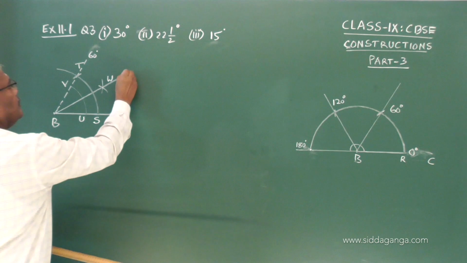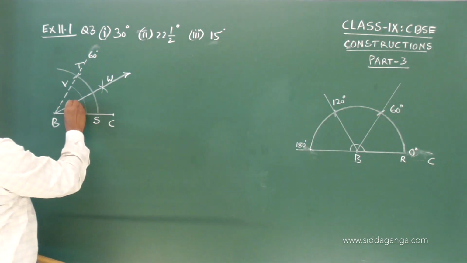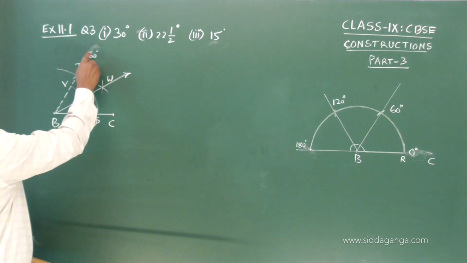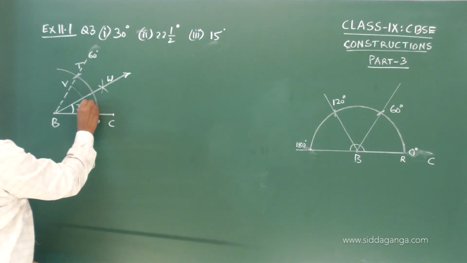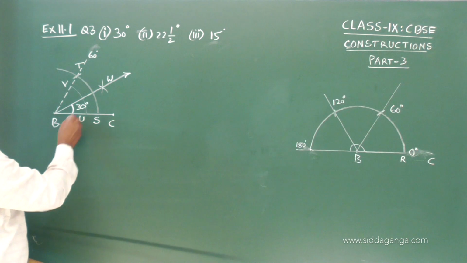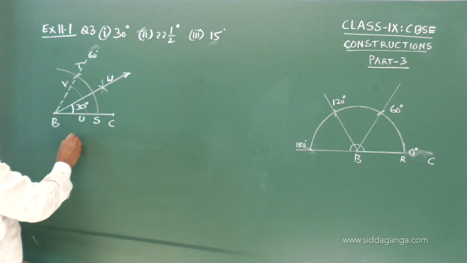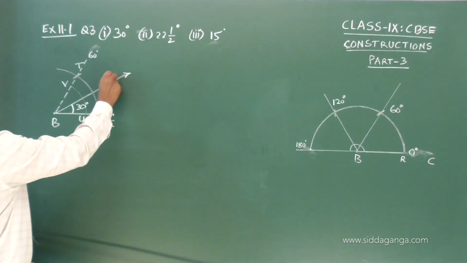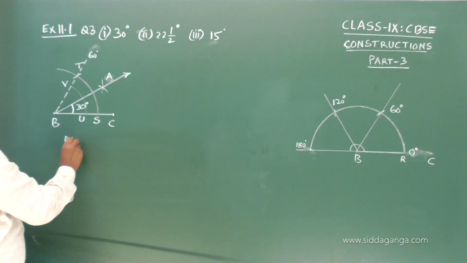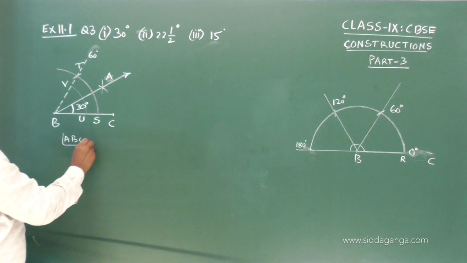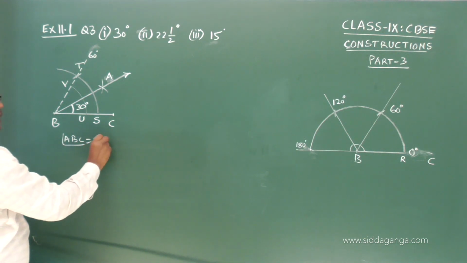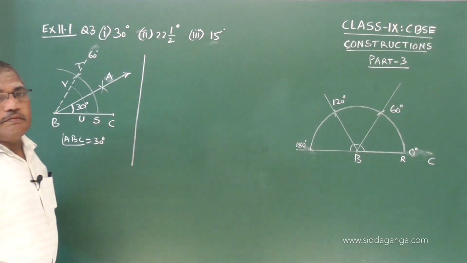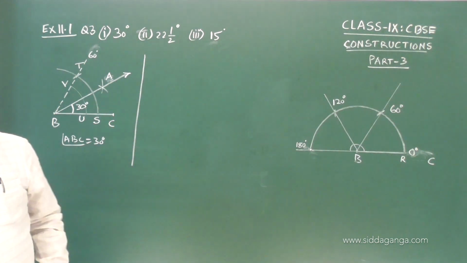So this angle is 30 degree because the total is 60 degree and this is 30 degree. So therefore I will write W, or you can call it A for convenience. This is A, angle ABC is equal to 30 degree. So the first one we have completed.